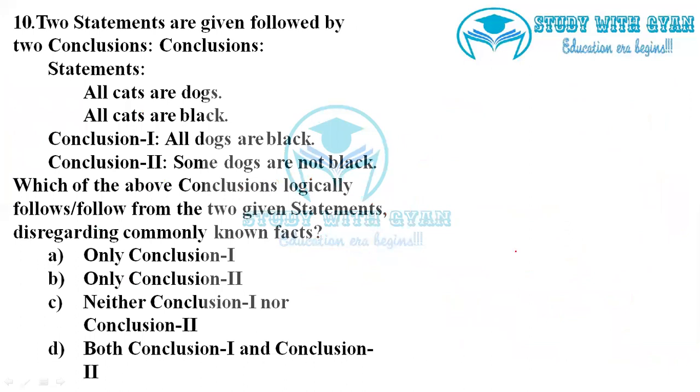After this, again two statements are given followed by two conclusions. Statement 1: all cats are dogs. Statement 2: all cats are black. Conclusion: all dogs are black. So conclusion 1.